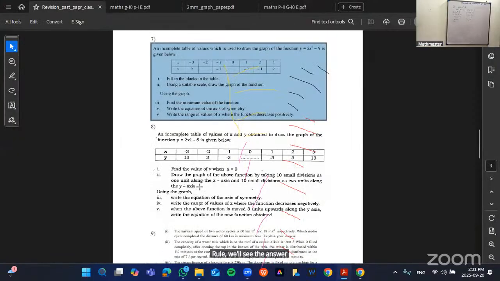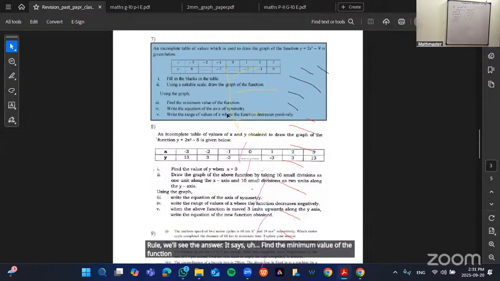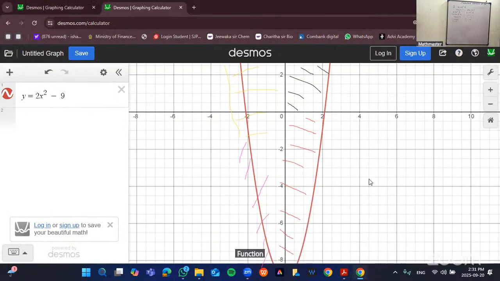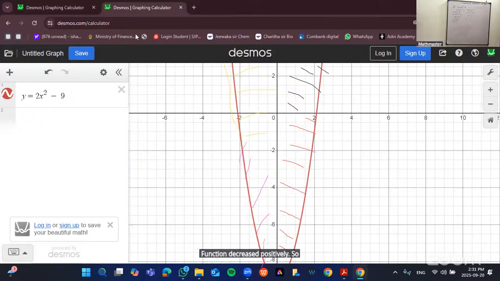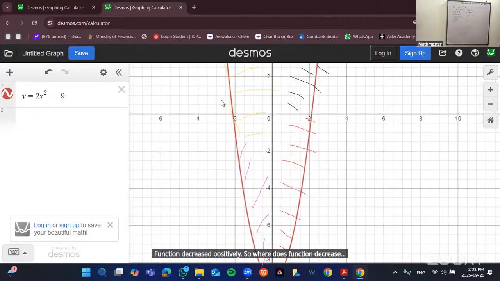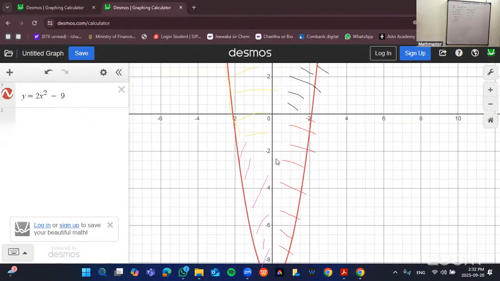It says find the minimum value of the function. Okay, write the equation of x, that is done. Write the range of values of x where the function decreases positively. So where does the function decrease? Someone asks me to say the answer for the third and fourth of this graph. Third and fourth, okay, I'll answer that later. Wait, give me 1 minute.